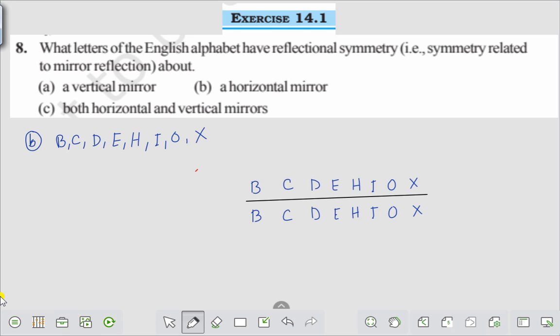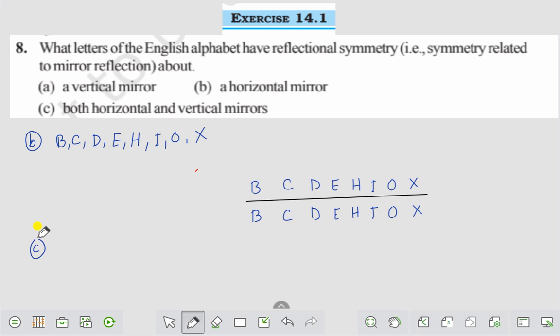Now for question number C. If we take both horizontal and vertical mirrors, symmetrical both horizontal and vertical, the letters are the common letters. That is H, I, O, and X. These four letters.